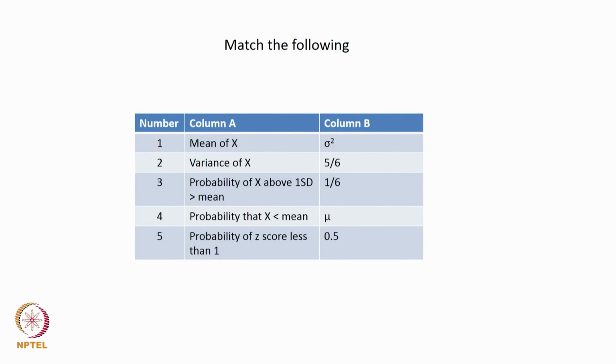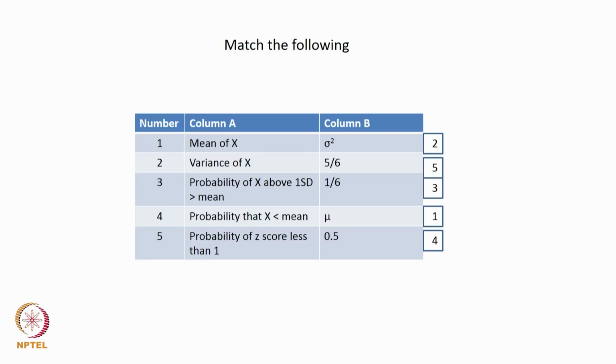Now, we look at this match the following. There are 5 items in column A and 5 items in column B. So, mean of x, variance of x. So, mean of x is mu, variance of x is sigma square, probability of x above one standard deviation greater than the mean, probability that x less than or equal to mean, and probability of z score less than 1. Probability of x less than or equal to mean.